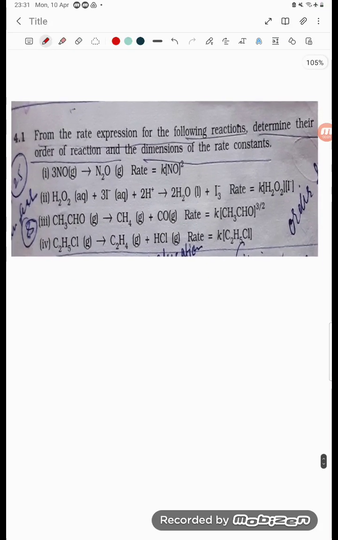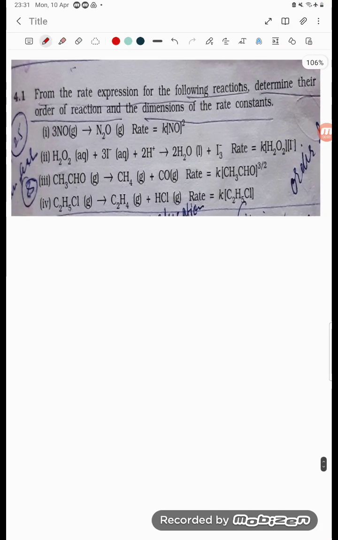Students, let's try to understand one problem. From the rate expression for the following reaction, determine the order of reaction and dimension of the rate constant. So now students, it's very simple. You can say the rate is equal to K, and they have given the power 2.